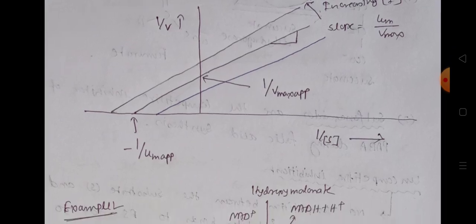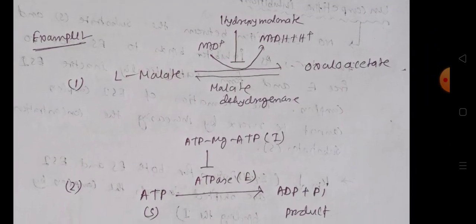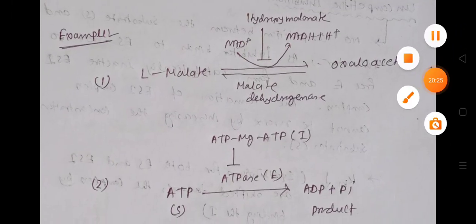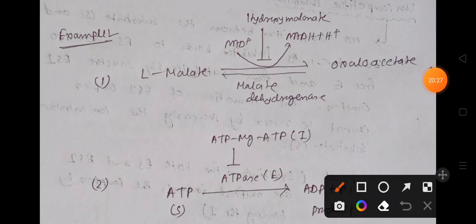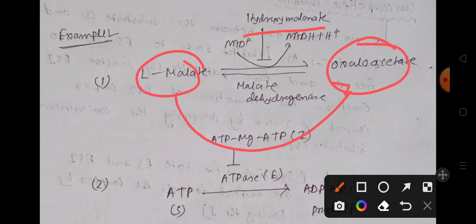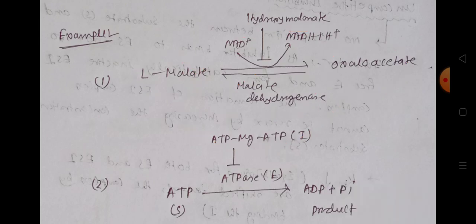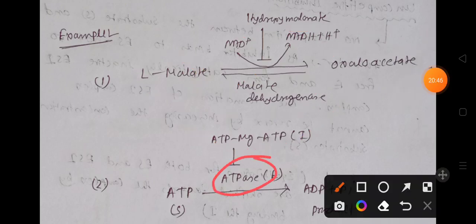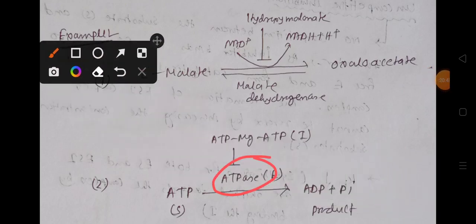So now when we talk about the example of uncompetitive inhibition, here the example is hydroxymalonate, which is going to prevent the conversion of L-malate to oxaloacetate. Okay, here it is inhibiting the enzyme malate dehydrogenase. Another important uncompetitive inhibitor, inhibiting the enzyme ATPase, which is responsible for hydrolysis of ATP, is the excess amount of ATP, right?